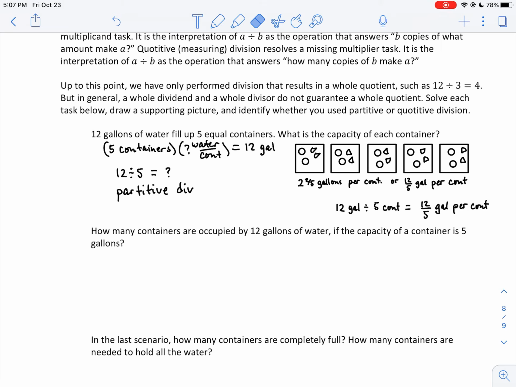Next question is, how many containers are occupied by 12 gallons of water if the capacity of a container is 5 gallons?